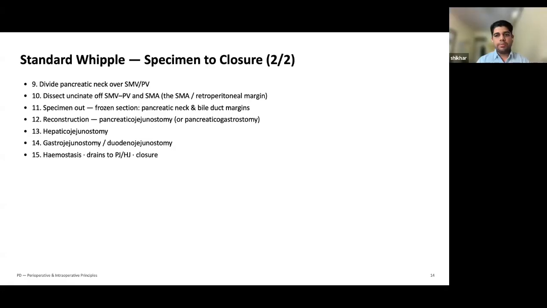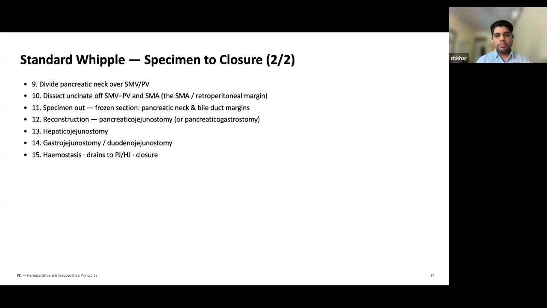From the jejunal veins. Before that, before transecting the pancreas, the question was what else you will do. You will divide the DJ and bring it to this side. Then only you will do the transection. So once we have brought it to the right side, then is the uncinate. How do you prevent the uncinate bleeding?